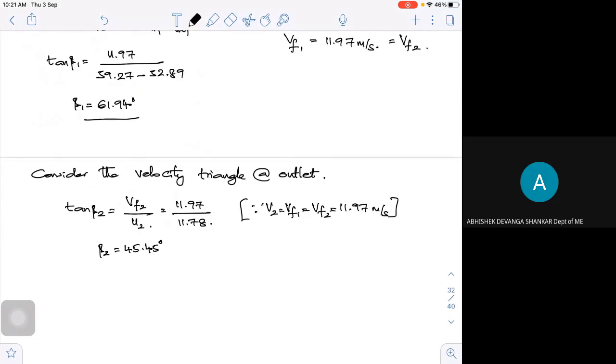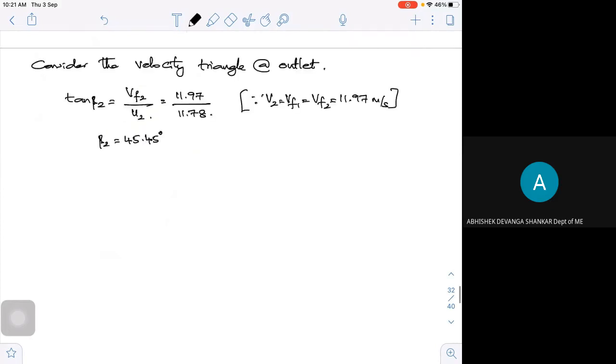So we got the first thing which we were supposed to calculate, which was the beta angles, so the blade angles. This is how you have to do it. Very simple. Use the velocity triangles and apply trigonometric principles. First thing is you have to draw the velocity triangle. Then apply trigonometric principles, and usually you can calculate.